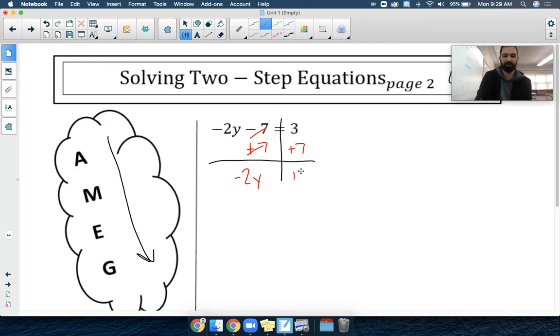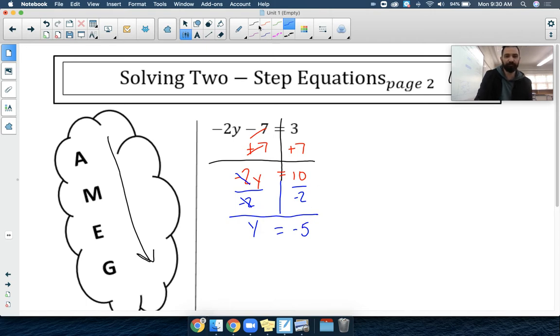7 plus 3 is 10. And that was addition and subtraction. Now we're working with multiplication and division. Well, we're multiplying -2 times y, so we need to divide by -2. Cancel out because we're left with 1y, which equals 10 divided by -2, which is -5.